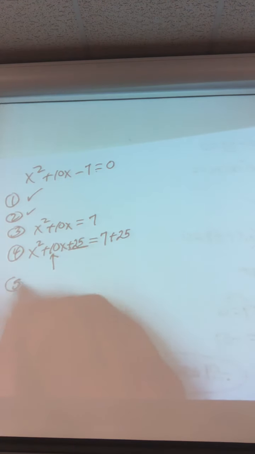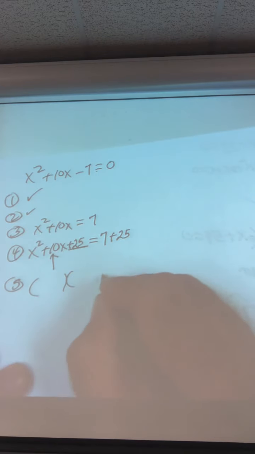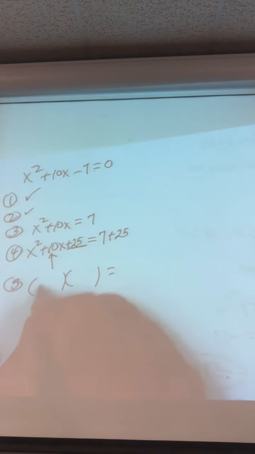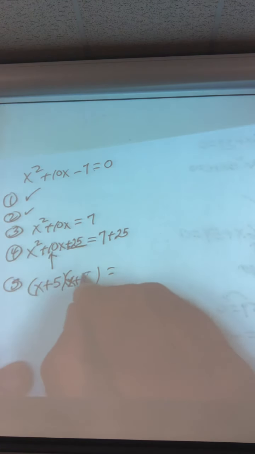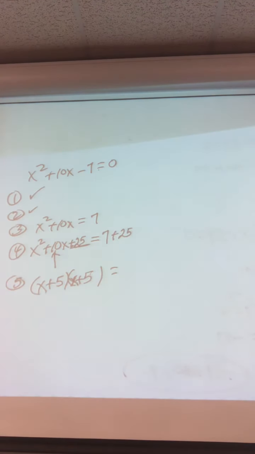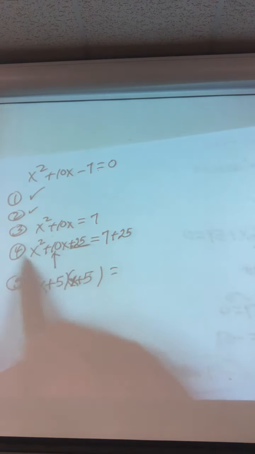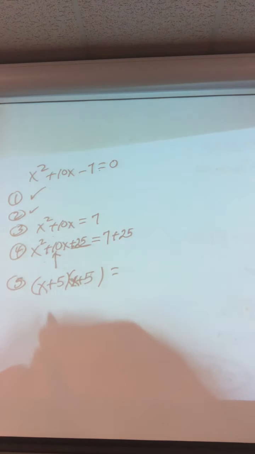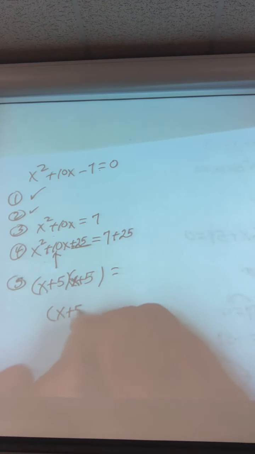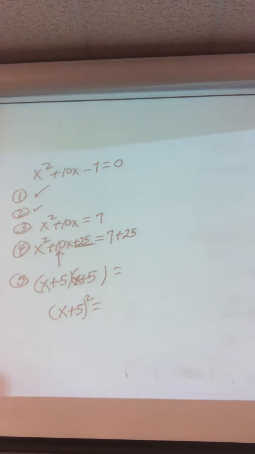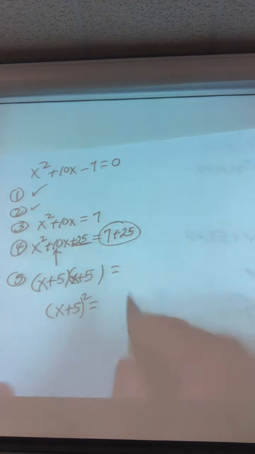Step 5, factor the left side. X squared, x and x. Signs are the same, both plus. Two numbers that multiply to 25 but add to 10. That's 5 and 5. And see, that's the same thing twice. That means that this trinomial is a perfect square. Now, I want to write it this way. Now, what does it say to do to the right side? Simplify it. 7 plus 25 is 32.